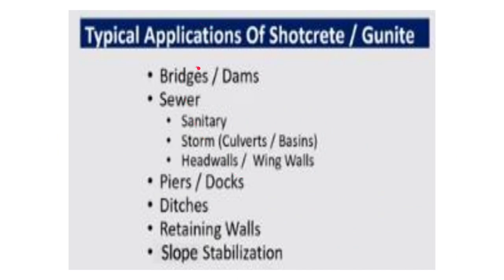Basically, shotcrete is also known as gunite. The basic applications of shotcreting are in bridges, dams, sewers, that is sanitary, storm culverts, basins, head walls, wing walls, piers, docks, ditches, retaining walls, slope stabilization. All of them use shotcreting.